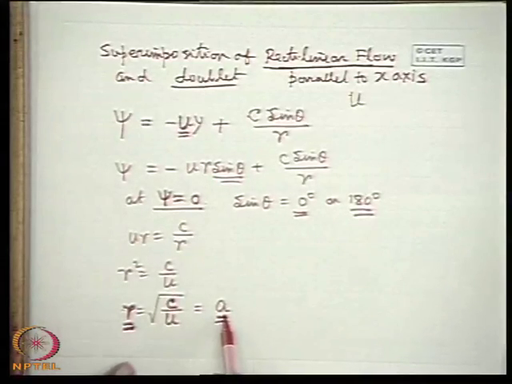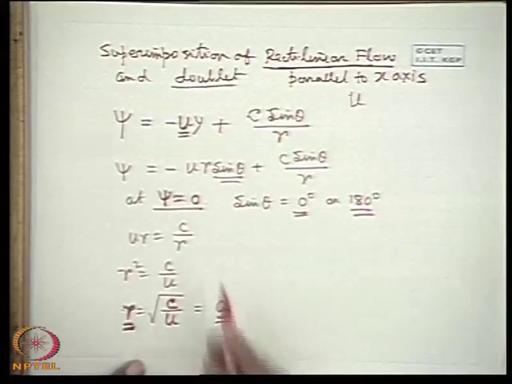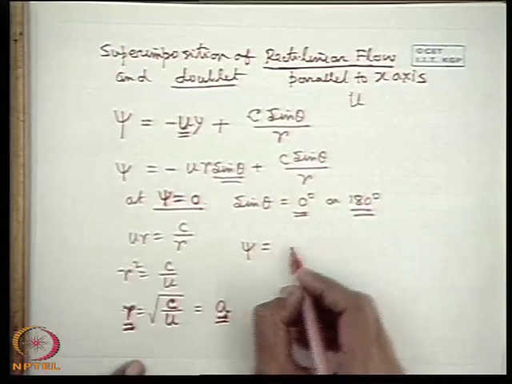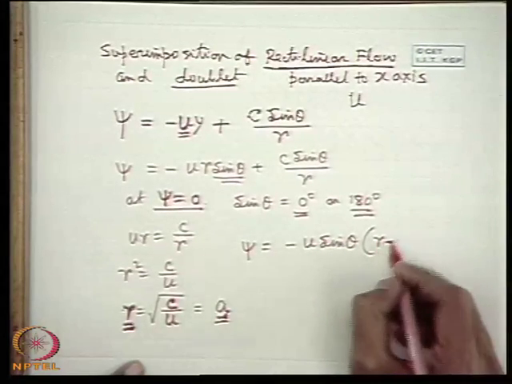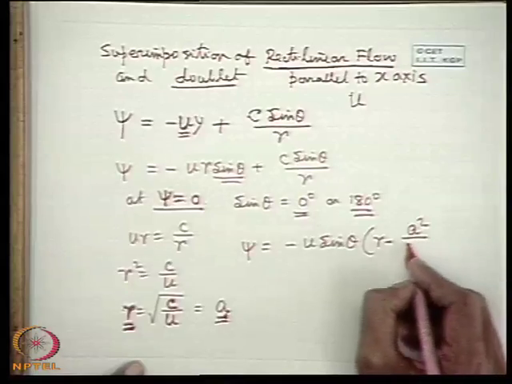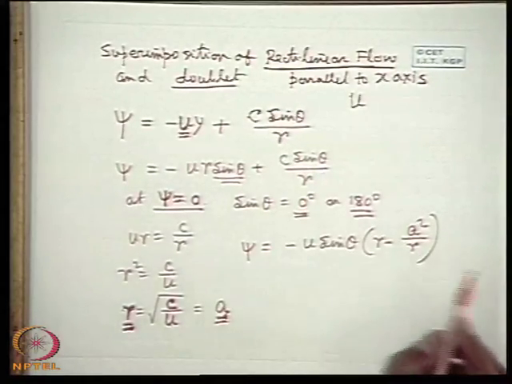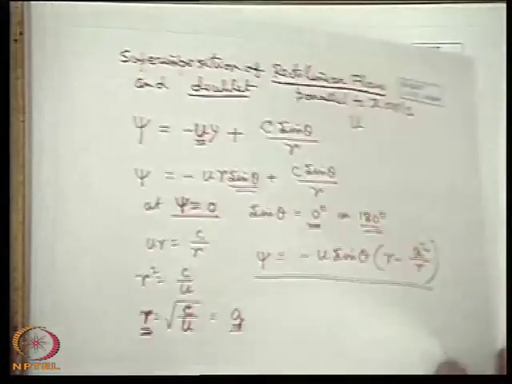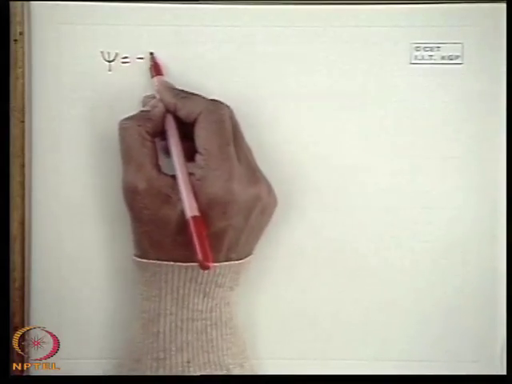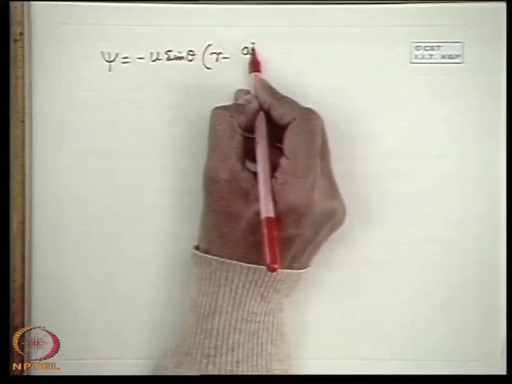So this is constant. So if you replace now mathematically root over c by u equal to a, then we get psi is equal to minus u sin theta into r minus a square by r, because c is a square u. So psi equals minus u sin theta, r minus a square by r. So this is the streamline which is obtained. Now if you write this streamline again, psi is equal to minus u sin theta into r minus a square by r.